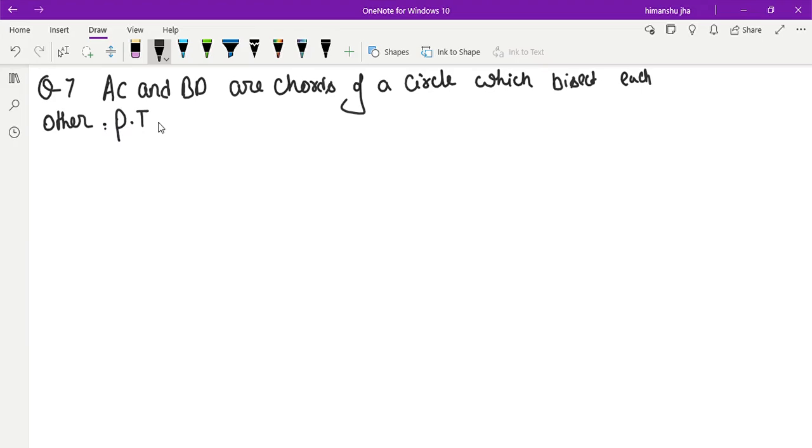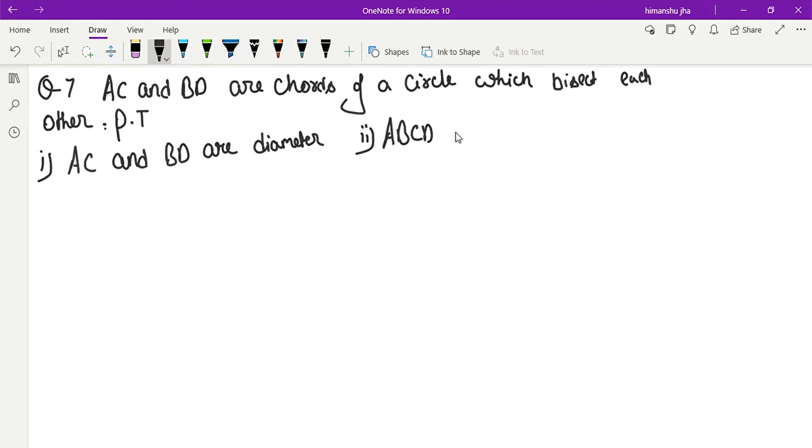Part 1: AC and BD are diameters. Part 2: ABCD is a rectangle.